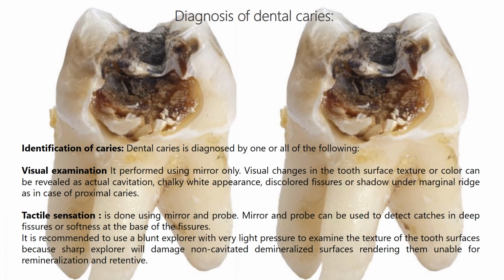It is recommended to use a blunt probe or explorer with very light pressure to examine the texture of the tooth surface, because a sharp probe will damage non-cavitated demineralized surfaces, rendering them unable to remineralize and be retained. So with the help of visual and tactile sensation, you can find out, with the help of a probe, whether caries is there, on whichever surface you find it. That's how you identify caries, with the help of visual and tactile sensation.